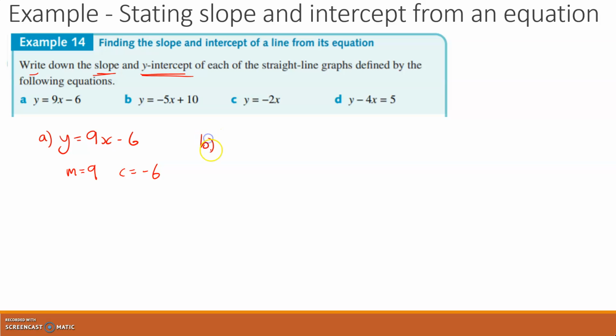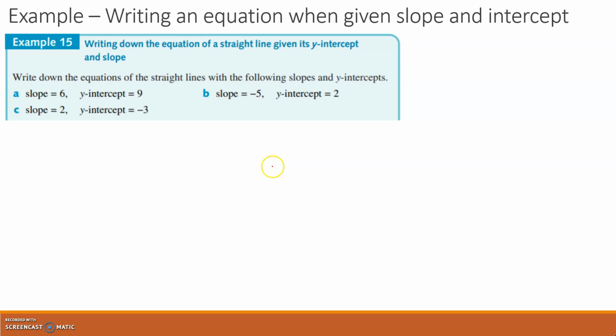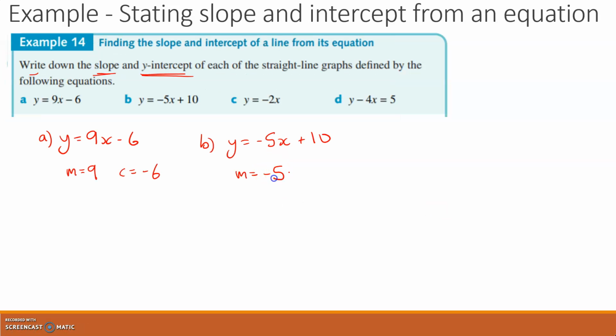Alrighty, let's do all these because they're quite quick. So b is y equals negative 5x plus 10. My coefficient of x is not 5, but negative 5, because there is a negative sign in front of that. My y-intercept is 10, so c is equal to 10. Sorry, my constant term is 10. So my y value is 10, my y-intercept is 10.